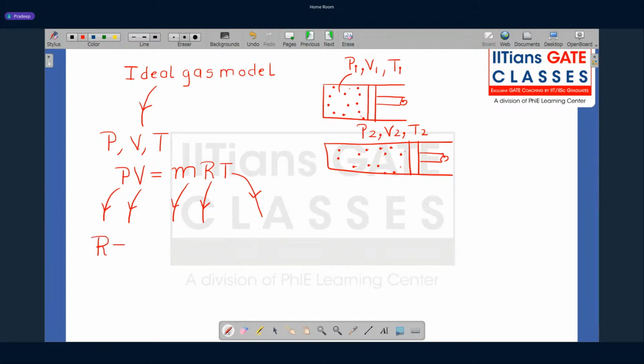Again, how do you calculate R? As I have told, this is the characteristic gas constant. The characteristic gas constant is related to the universal gas constant by the relation R equals Ru by M, where Ru is your universal gas constant. The value of this is always constant. This is 8.134 kilojoule per kilomole Kelvin. M is the molecular weight of the gas. This will have different values. So when you look at the tables, hydrogen has different values, oxygen different values, nitrogen different values. This is in kg per kilomole.